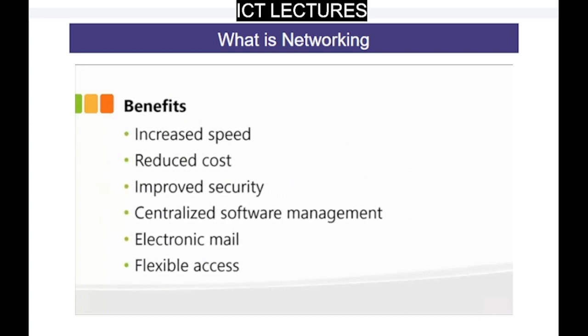Here's the list of all these benefits. Some additional benefits as well. Increased speed. For example, if I were to send an email, it reaches instantly as opposed to using the regular post office to deliver a letter. Reduced costs, improved security, centralized software management, electronic mail, and flexible access. All of these are benefits of why we network.